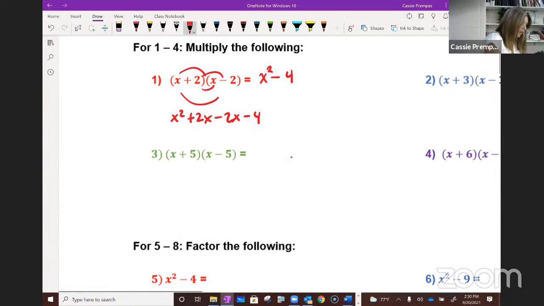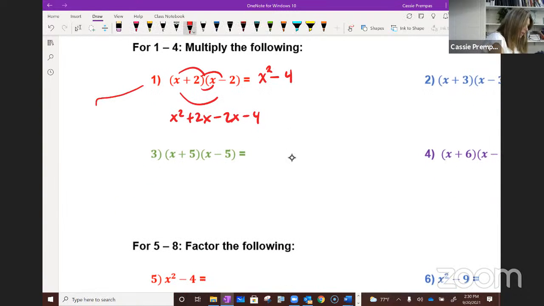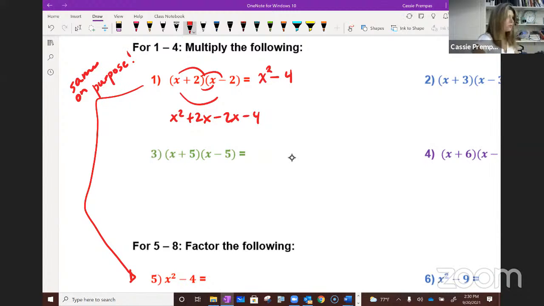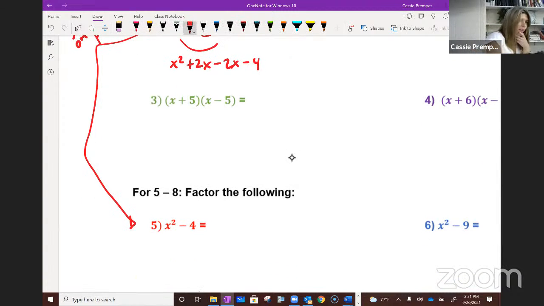Now, number 1 has the same color as number 5. That's on purpose. I have color coded these notes to hopefully help you recognize some patterns. So looking at number 5, the directions are factor the following. Factor basically means to unmultiply.